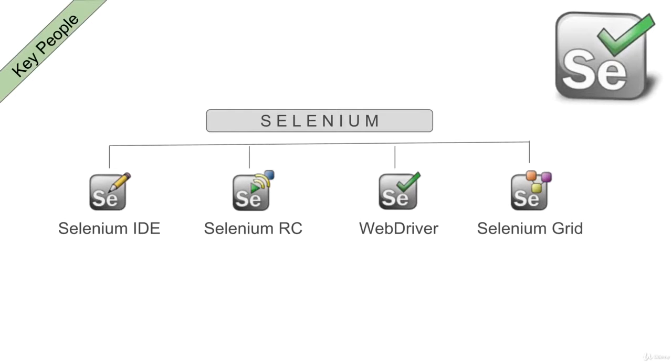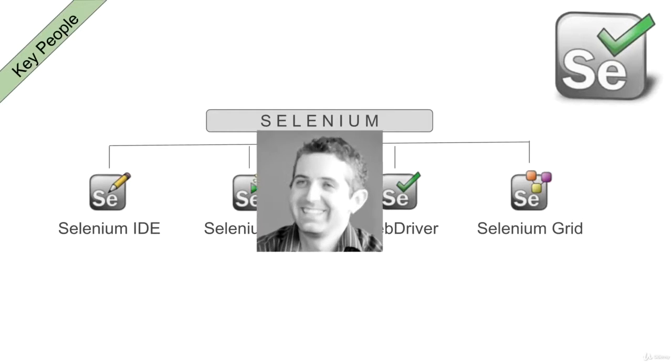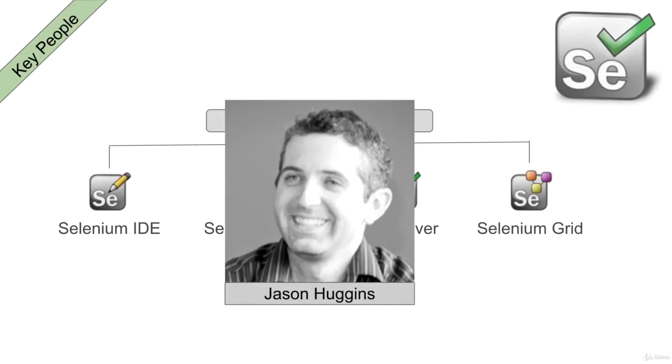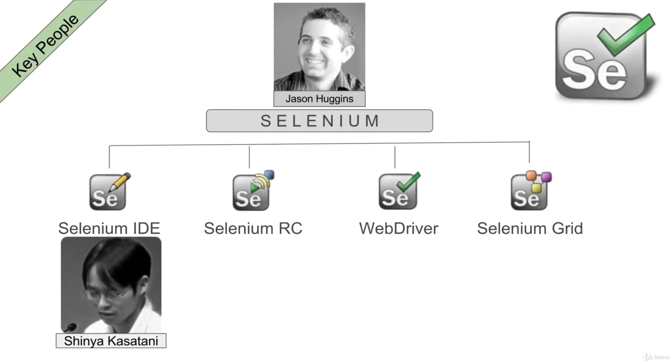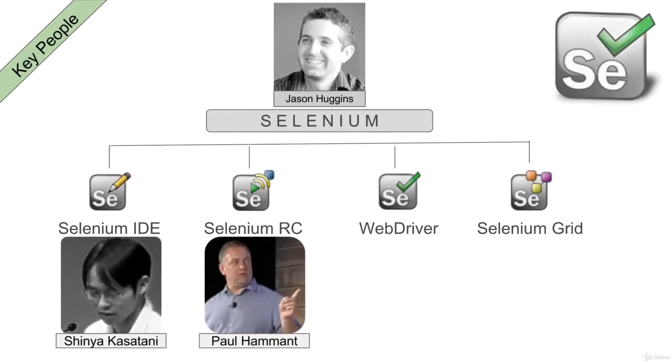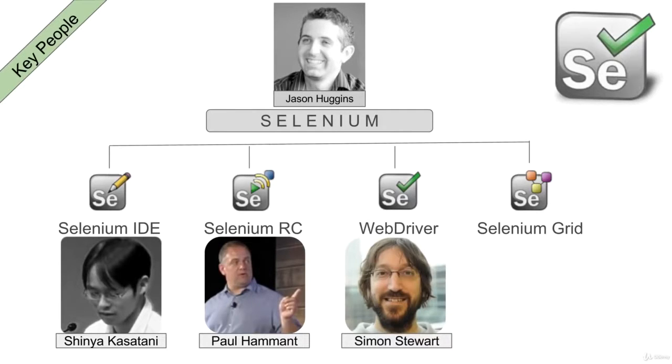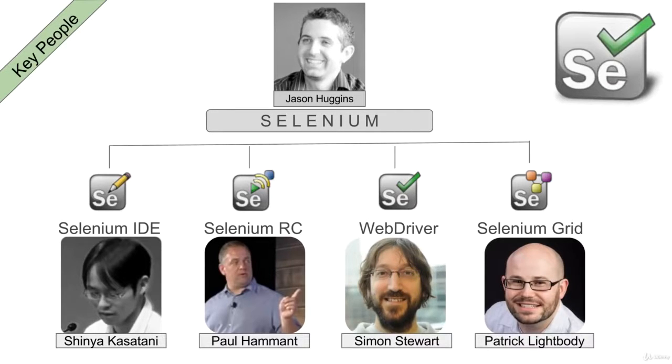Let us also very quickly look at the key people in Selenium. So Selenium was started by Jason Huggins in 2004, and during his internal project he wanted to create a testing suite, and he started working on these Selenium scripts. And then Selenium IDE was created by Shinya Kasatani of Japan. Selenium RC, the key person was Paul Hammond, and Simon Stewart was the key person in Selenium WebDriver, and Selenium Grid, the major contributor, was Patrick Lightbody.